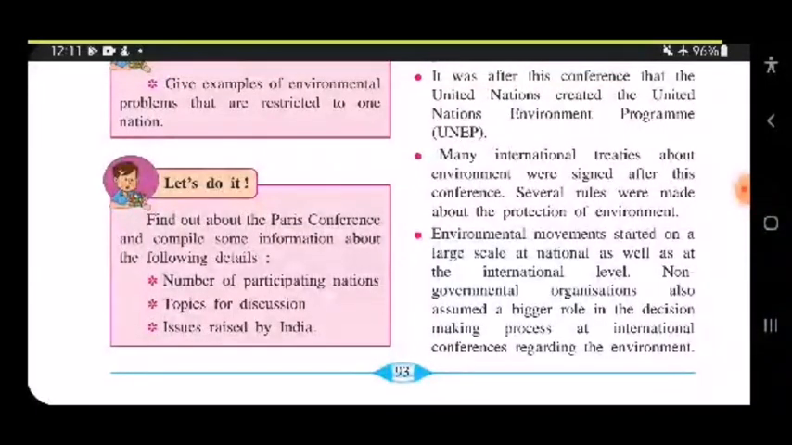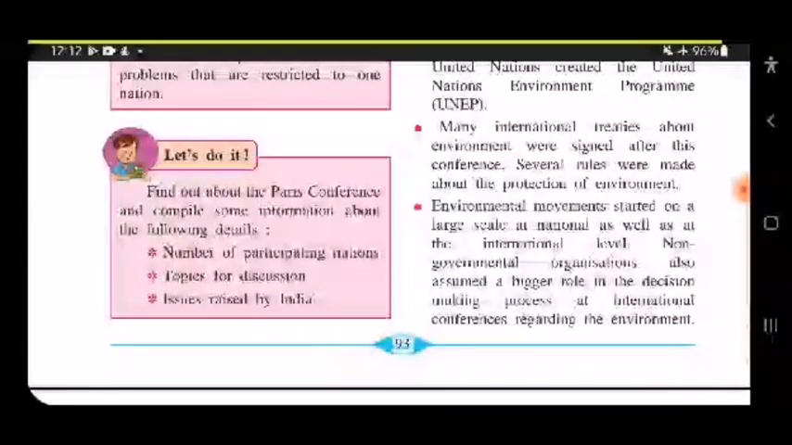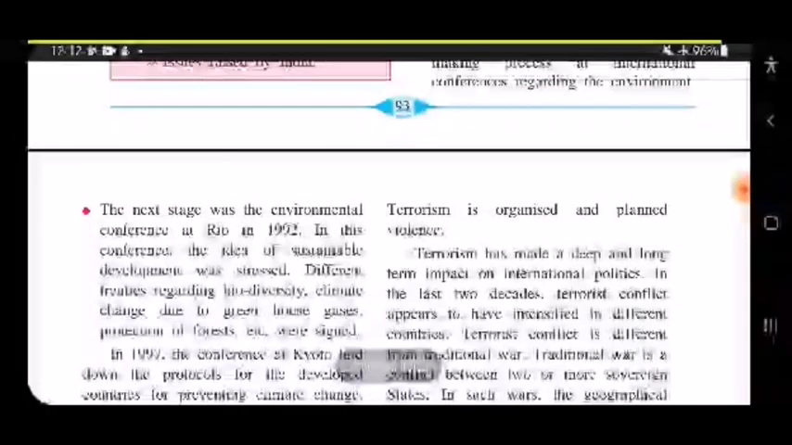After this conference, which was held from 5th to 16th June, there were certain treaties signed between countries. Several rules were made about the protection of the environment. It is necessary to make rules also, right? Not to pollute your environment. If rules are made, then only people will follow. Environmental movements started on a large scale at national as well as at international level. Non-governmental organizations also assumed a bigger role in the decision-making process at international conferences regarding the environment.